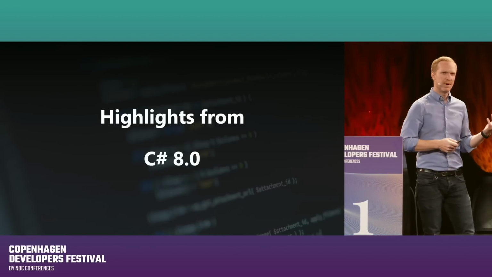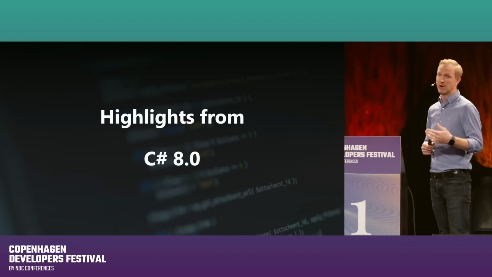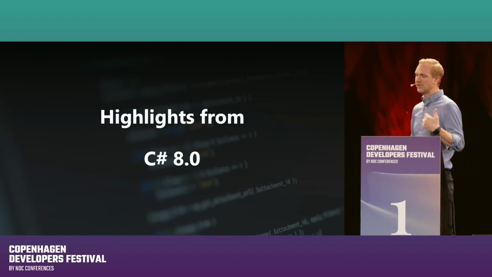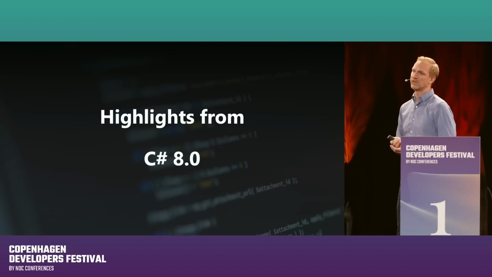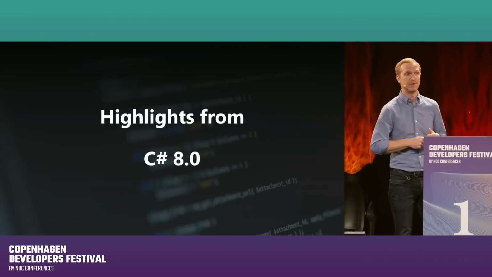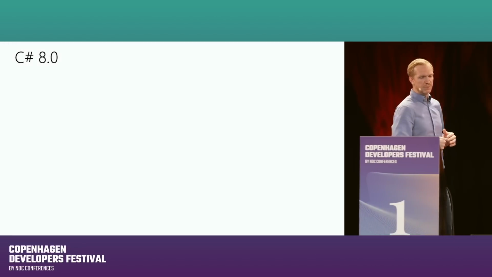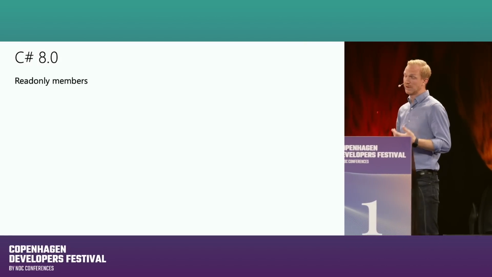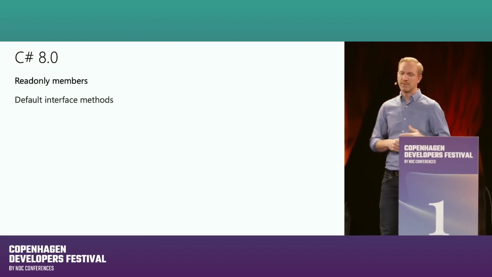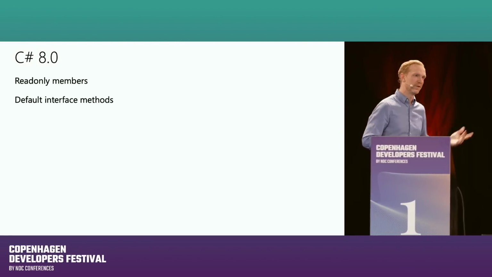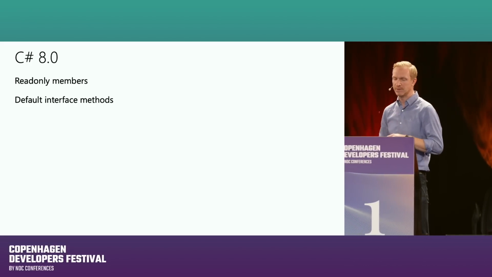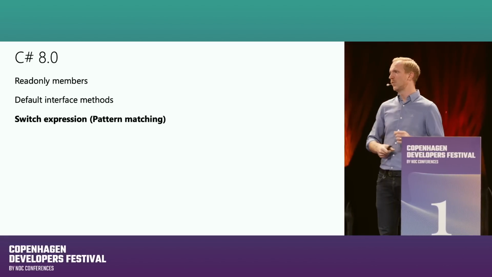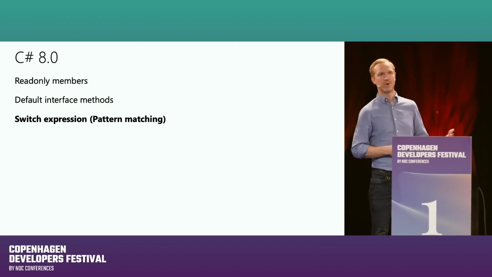So before we jump on to C# 9, 10, 11, and possibly what's happening in 12, I'd like to just talk about a few highlights from C# 8, which set the scene for what's going to be developed on for the next few years. So in C# 8, we got quite a lot of language features. Read-only members, default interface methods, or default interface implementations, depending on where in the documentation you read about this. We've got something called a switch expression, which changes how we use pattern matching.